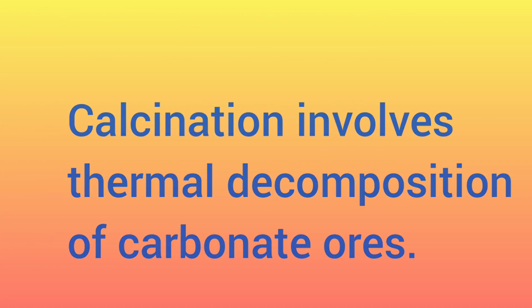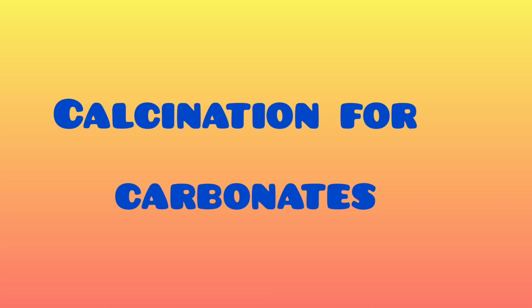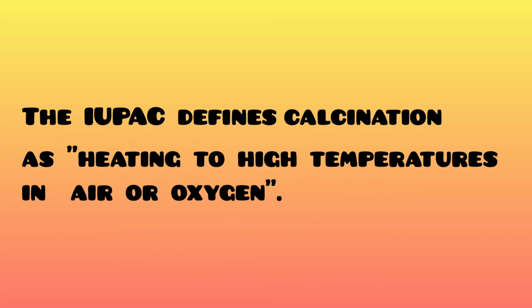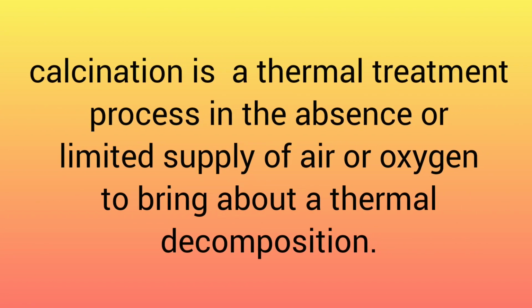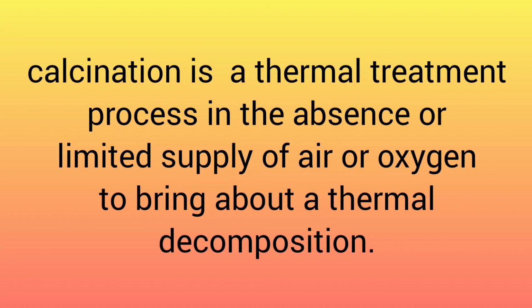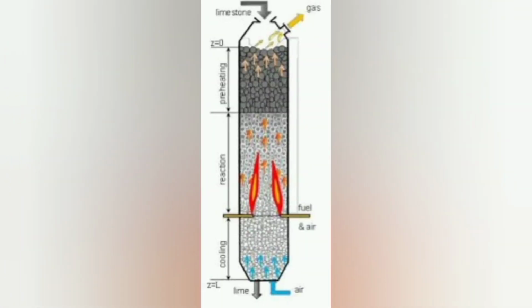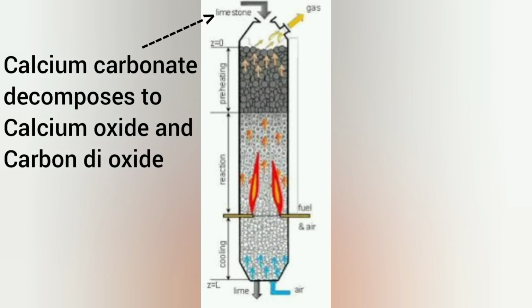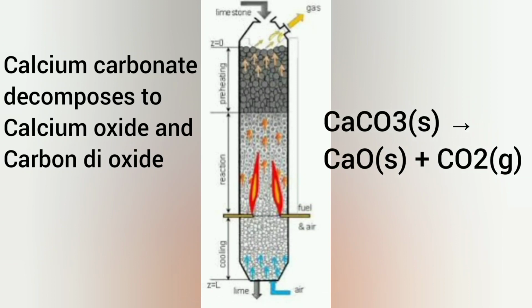The next method is for the carbonate ores, called calcination. This is nothing but the thermal decomposition of the carbonates at higher temperature. Calcination is a process in which the ore is heated in a limited supply of air or in the absence of oxygen. So here you can see limestone, which is calcium carbonate, is strongly heated and undergoes thermal decomposition to form calcium oxide and carbon dioxide. The carbonate ores are calcined to convert them into oxides.